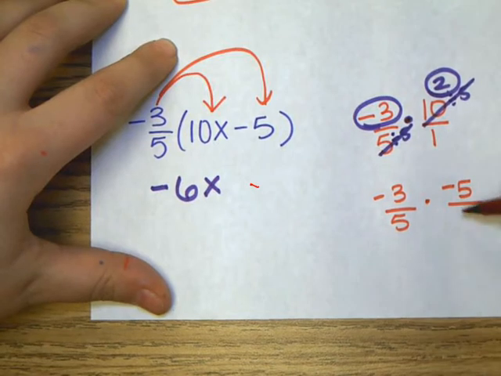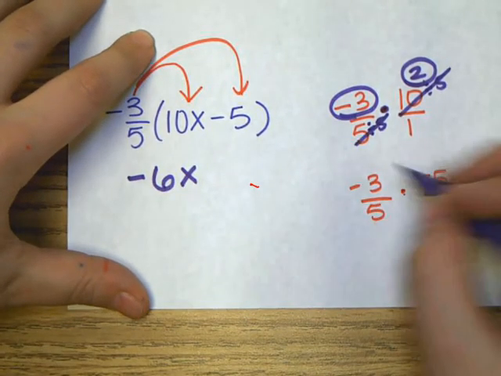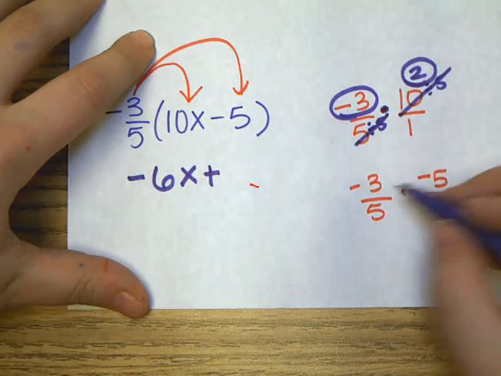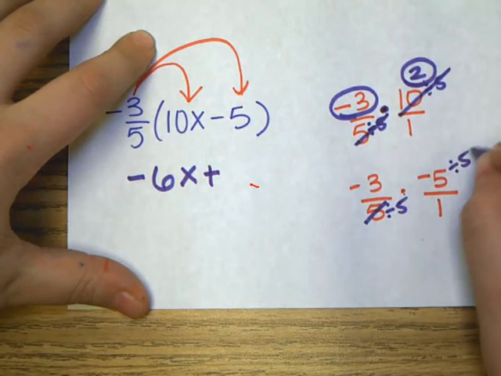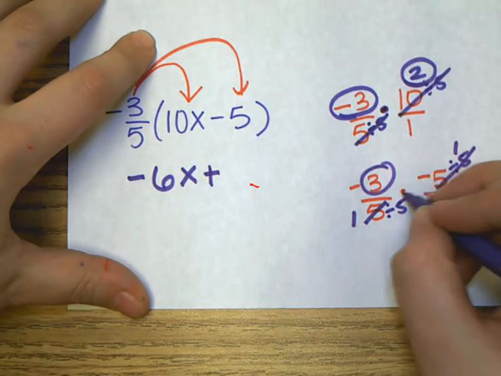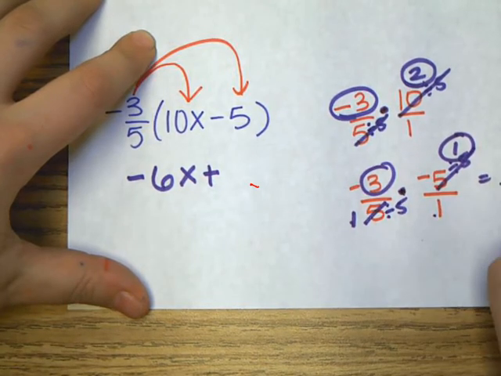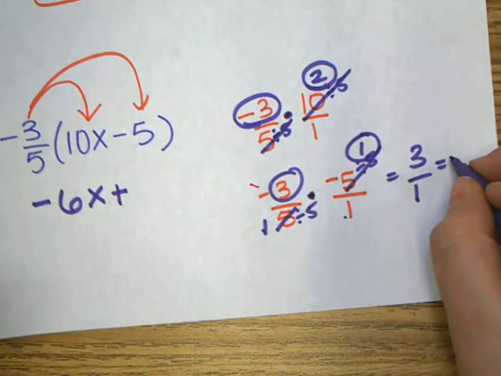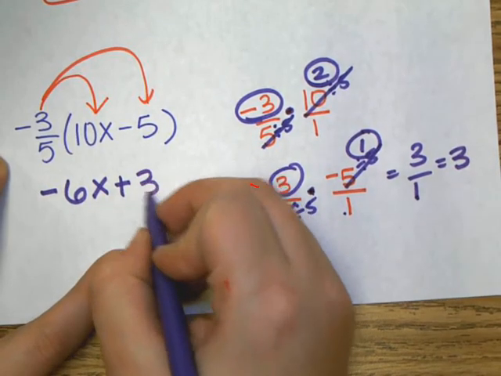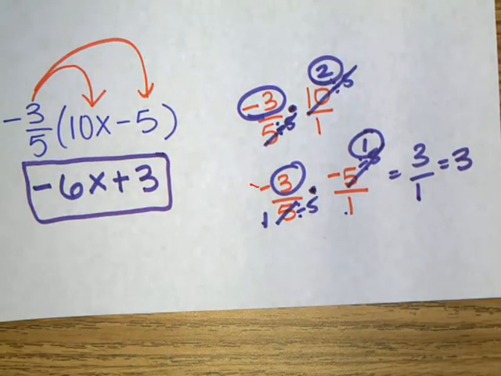Then we have negative 3/5 times negative 5. So a negative times a negative is a positive. And we can divide out a 5 here and here. So we have 3 times 1 is 3, and 1 times 1 is just 1, and 3 divided by 1 is just 3. So we get plus 3.